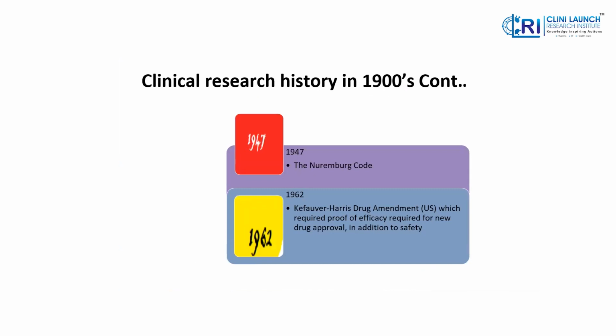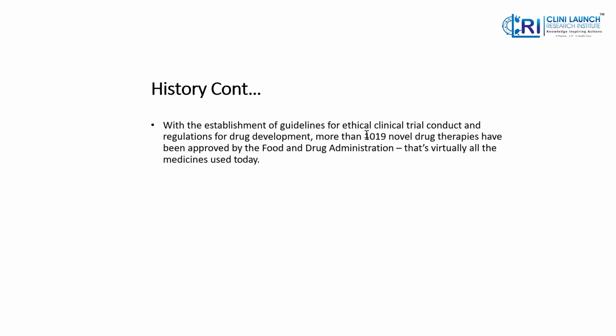Okay. So continuing with the establishment of the guidelines for the ethical trial conduct and the regulation for drug development. More than 1019 novel drug therapies have been approved by the FDA, and that is virtually all medicines used today. So all the medicines that we are using today.